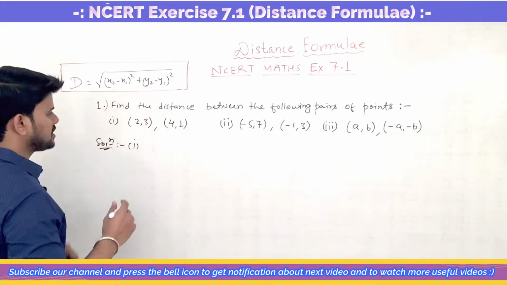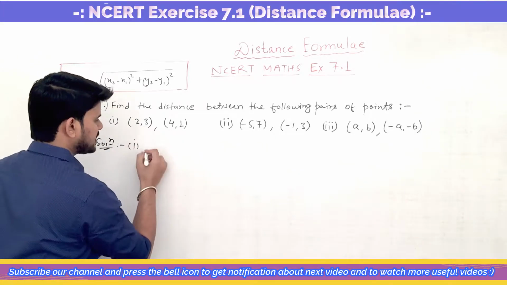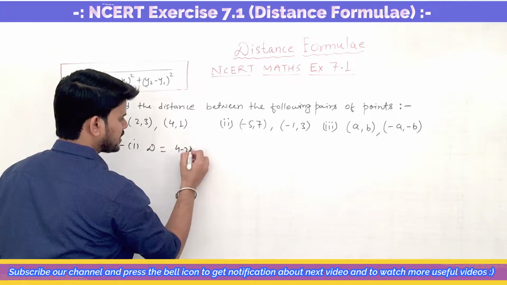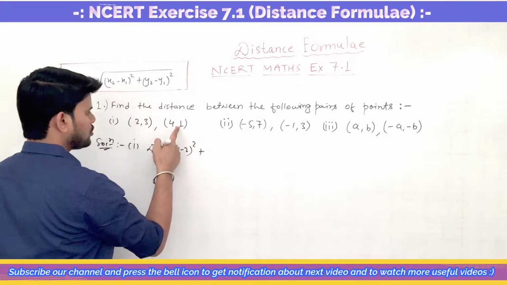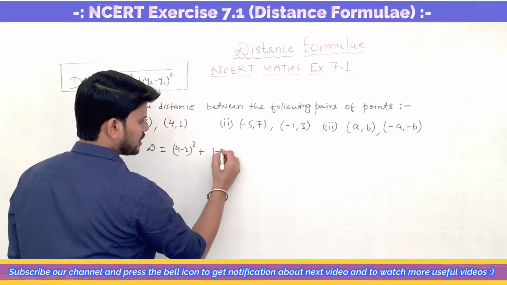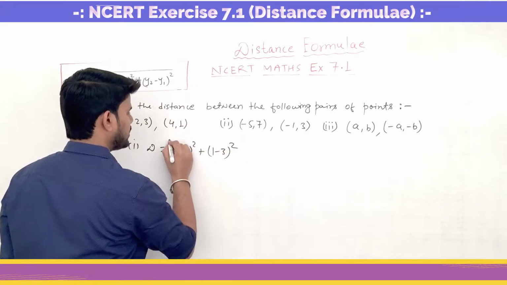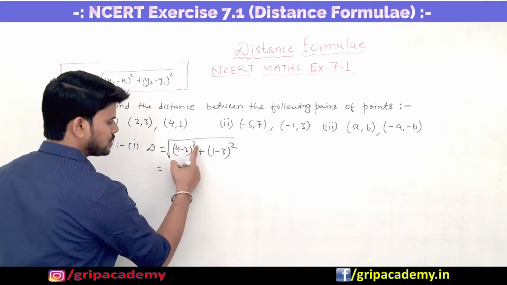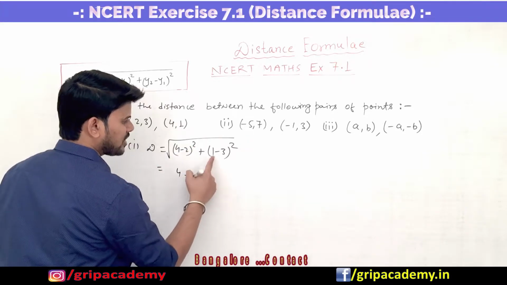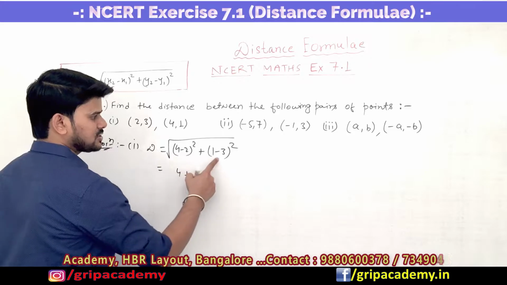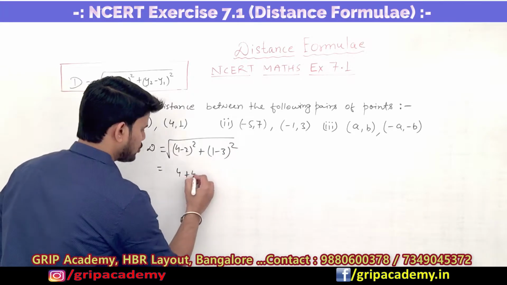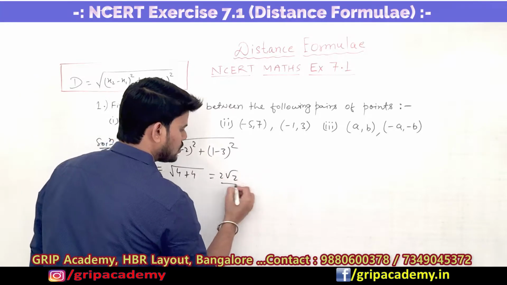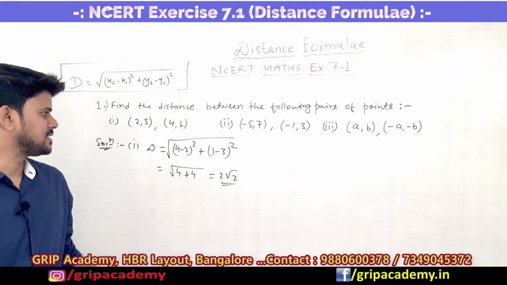Okay. So according to distance formula, this distance will be equal to x2 minus x1 whole square, that is 4 minus 2 whole square, plus y2 minus y1 whole square, that is 1 minus 3 whole square under root. That is how much? 4 minus 2 is 2. 2 square is how much? 4. Plus 1 minus 3 is how much? Minus 2. Minus 2 whole square is how much? 4. So 4 plus 4 is 8. That is 2 root 2. Okay. So this is the distance.